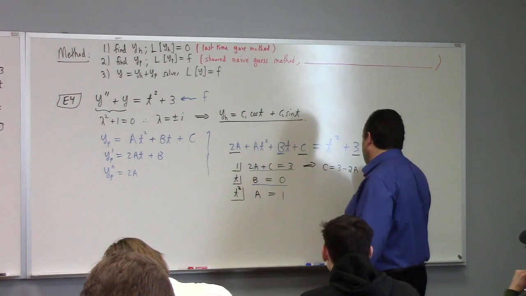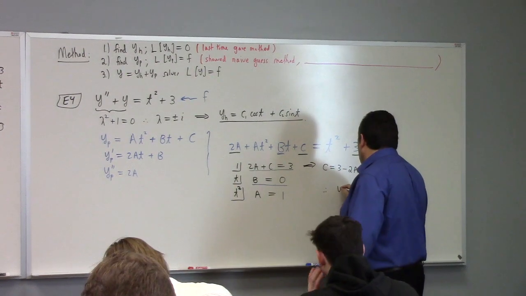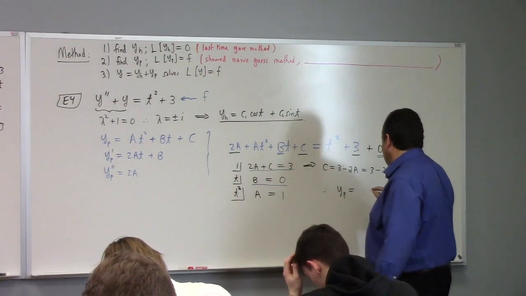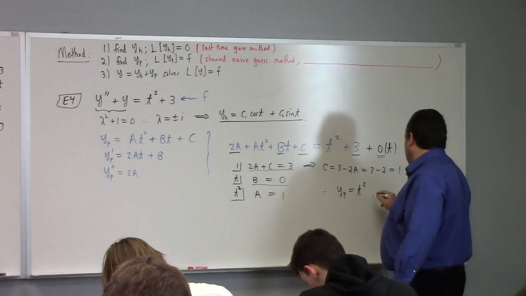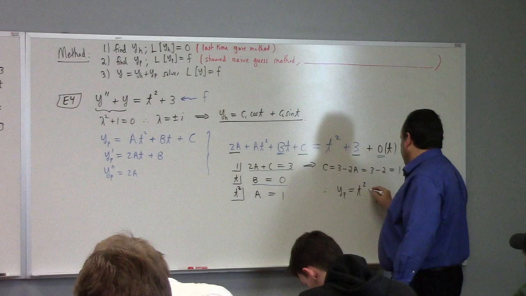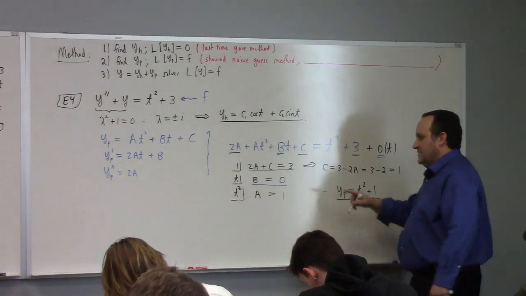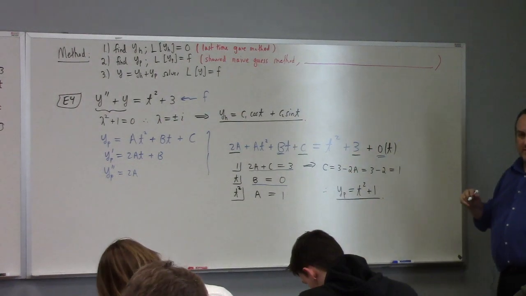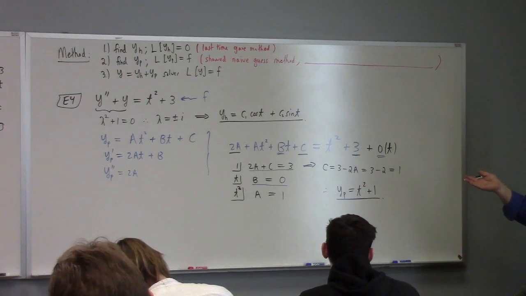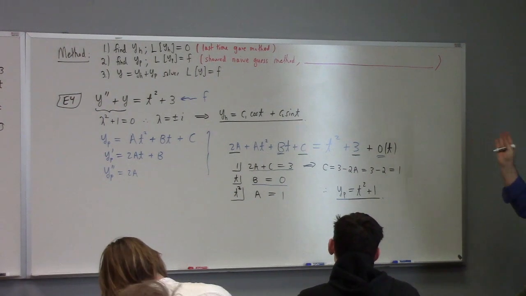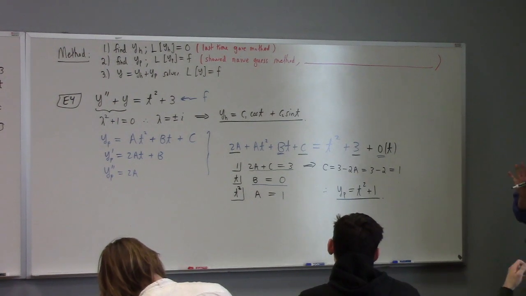Yeah, 3 minus 2a, 3 minus 2, which is 1. Okay, so therefore, y sub p apparently is t squared plus 1. And it turns out you guys got lucky. If we hadn't put in the bt term, you probably would have thought you're fine. It would have worked out this time, right? If you had just assumed that you didn't need the bt term, you'd have got lucky. This time it would have worked. But that's just a quirk of this example.